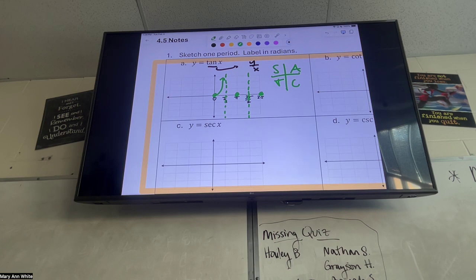What about in quadrant 2, between 90 and 180, or between pi over 2 and pi? Is tangent positive or negative in quadrant 2? Negative. So I need to make sure that my line for tangent down here is underneath my x-axis. It's in the negative part of my graph. What about in quadrant 3, between 180 and 270? It's positive, so it's going to be up here. What about in quadrant 4? What's tangent going to be? Negative, so it's going to be down here.